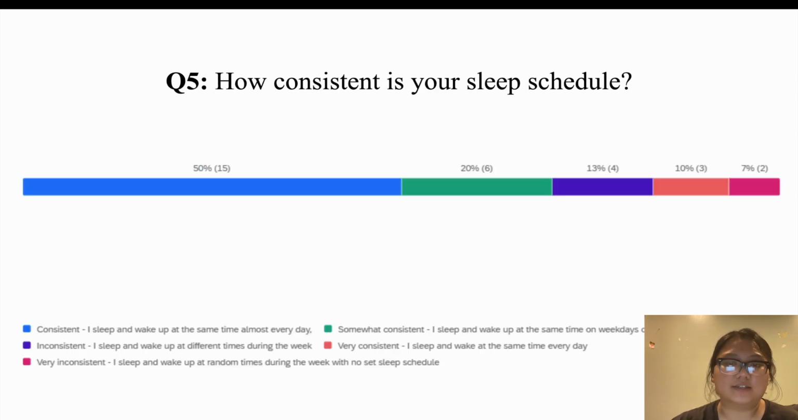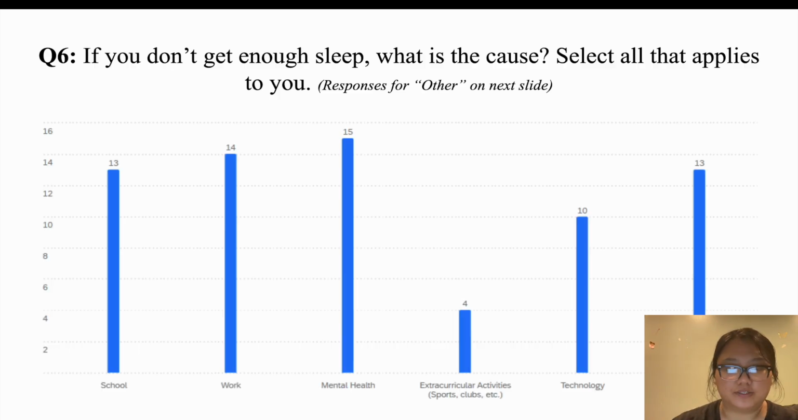How consistent is your sleep schedule? 15, which is 50% of our respondents, responded with consistent. 6 responded with somewhat consistent. 4 responded with inconsistent. 3 responded with very consistent. And 2 responded with very inconsistent. This is an example of the Likert scale, as you can see the answers that we used.